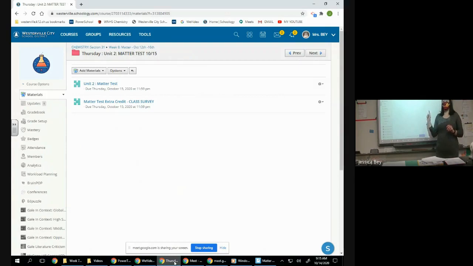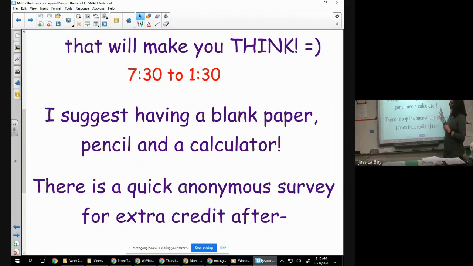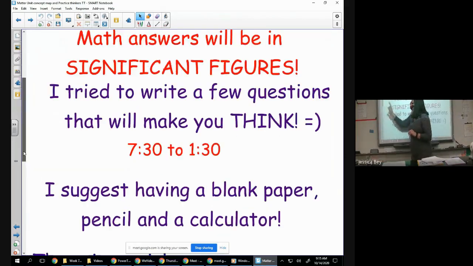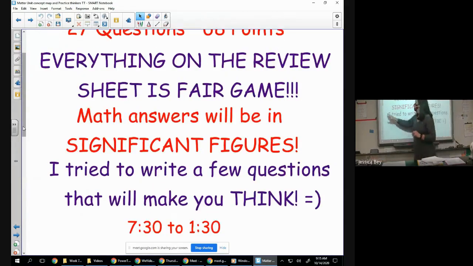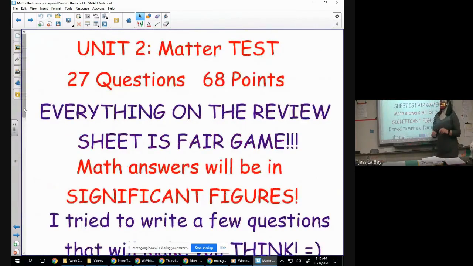But if you do it anonymously, I'll put it in PowerSchool. So it will say no points for this. You'll see it, but I'll put it into PowerSchool, okay? I'll give you 2 extra credit points on your test, last thing of the quarter, and then it will be all complete, okay? So that's kind of what we're going to be doing as far as the test goes. So again, it's 27 questions. I'm sorry, 68 points. And then you will have everything you're looking at on the review sheet.